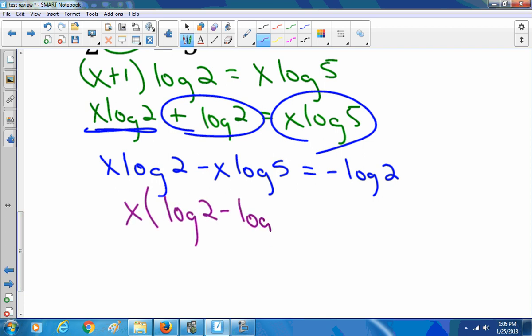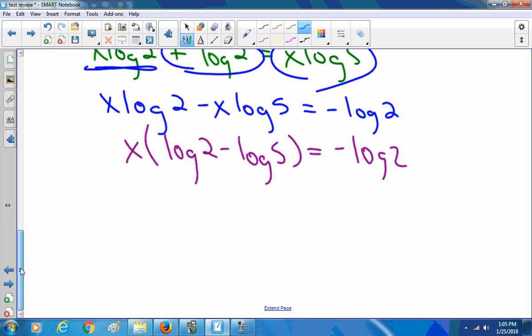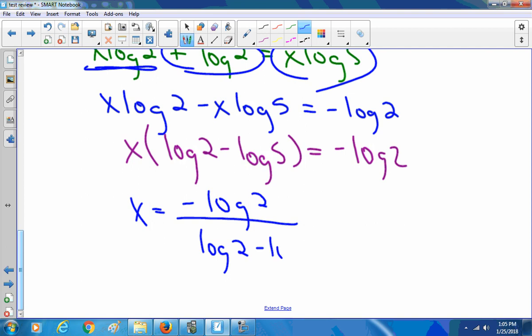Log 2 minus log 5. And then divide properly. So I'm going to make sure that I have the correct one on top and bottom. So it's going to be x equals negative log 2 over log 2 minus log 5. Remember, I said it's probably a good idea to write that on your answer sheet line in case you type in the calculator poorly.